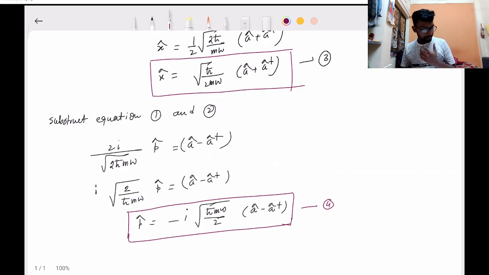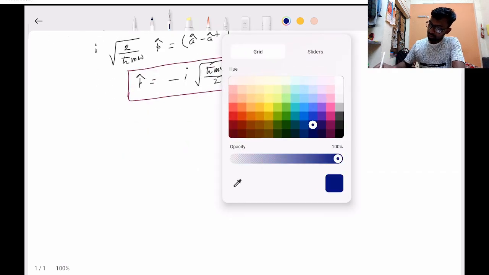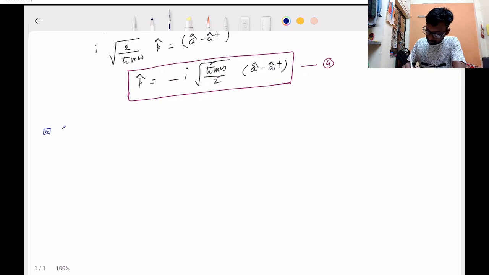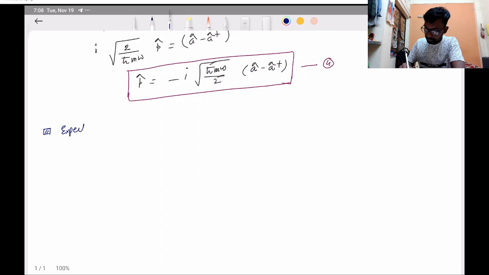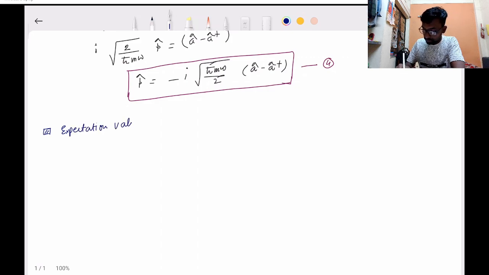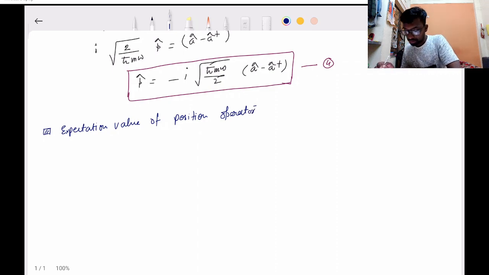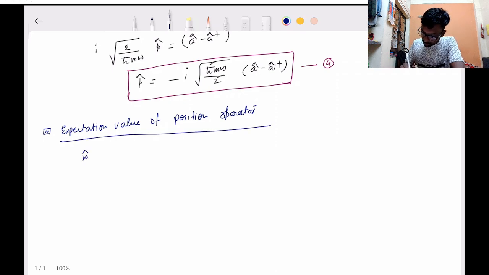Okay, our next task is to find out the expectation value of the position operator with respect to the nth state, and the expectation value of the momentum operator with respect to the nth state. Okay, let's just take a heading: expectation value of the position operator.